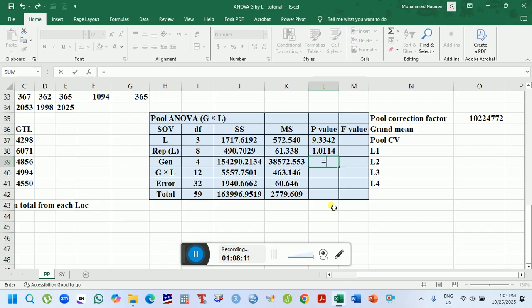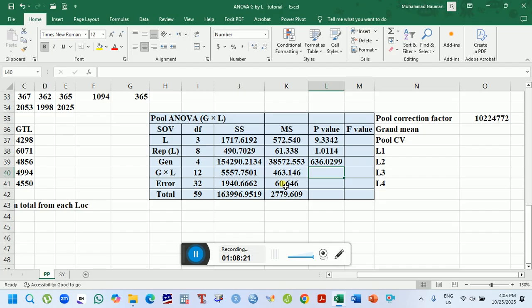The p-value for genotype is the genotype mean square divided by the error mean square. The genotype by location p-value is the genotype by location mean square divided by the error mean square. Okay, now we calculate the F value for each necessary source of variation.